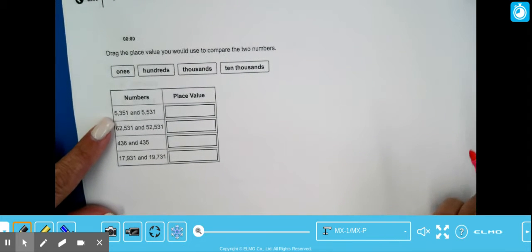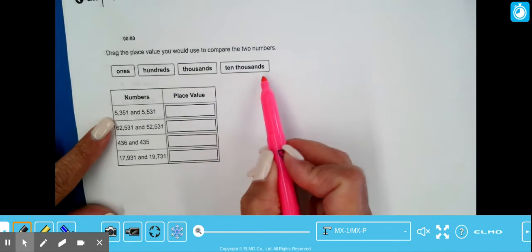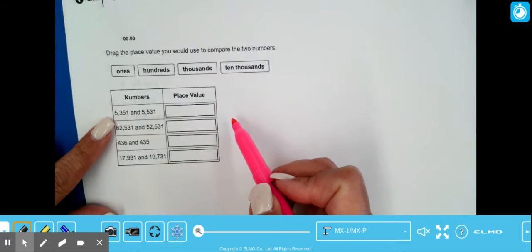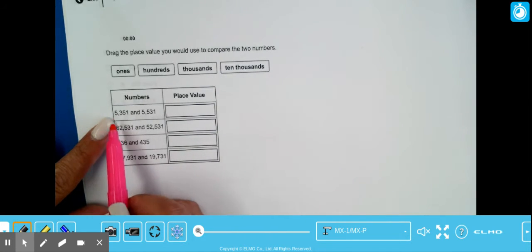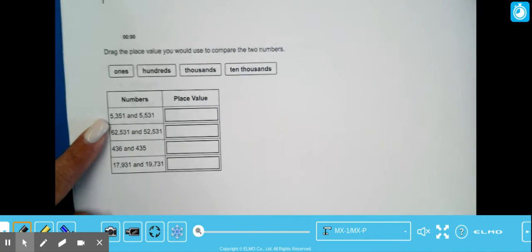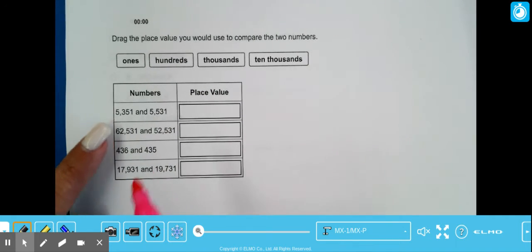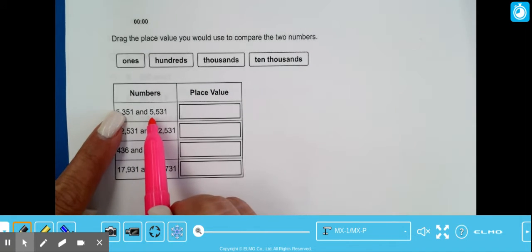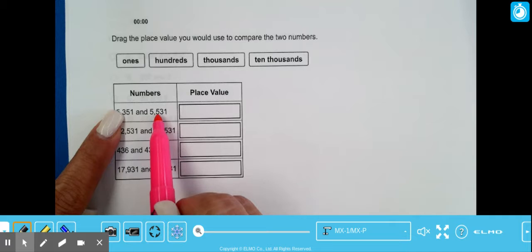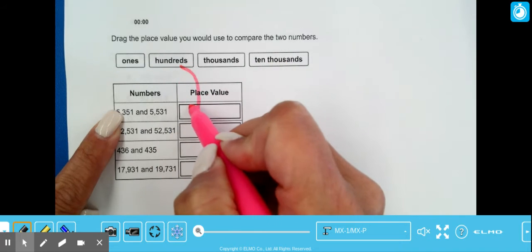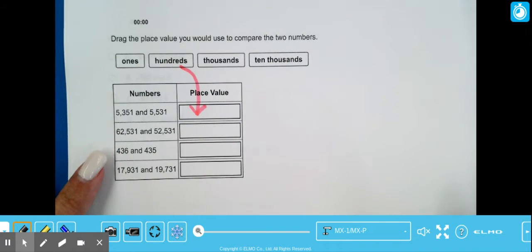All right, for this kind of a question, you're going to be dragging the place value that you would use to compare the numbers. So let's just do 1 or 2. Zoom in on this a little bit more. We have a 5 and a 5, and then a 3 in the hundreds place and a 5 in the hundreds place. So we would use here the hundreds place to compare. So I would be taking that hundreds and dragging it here.